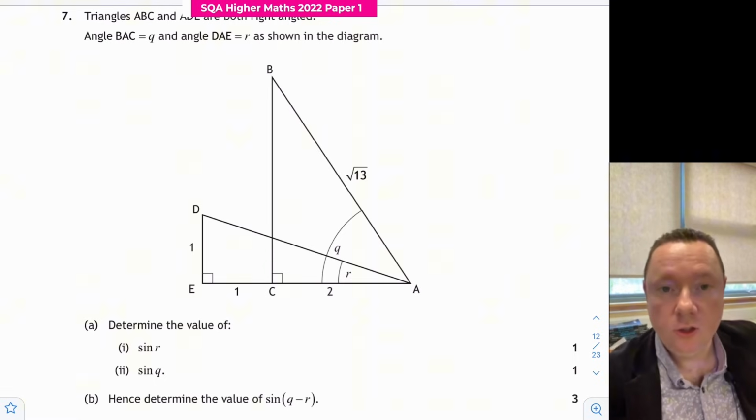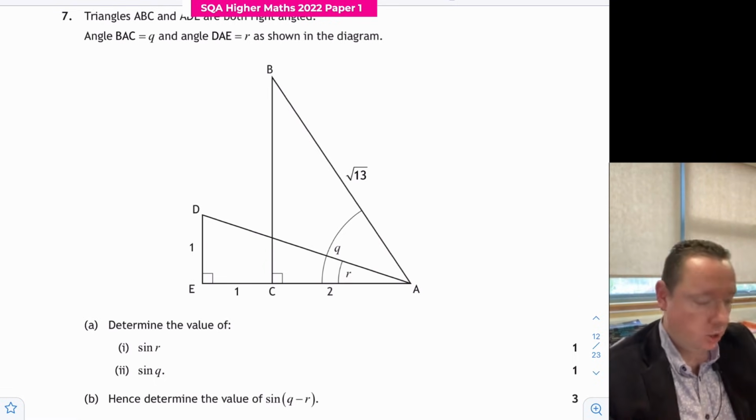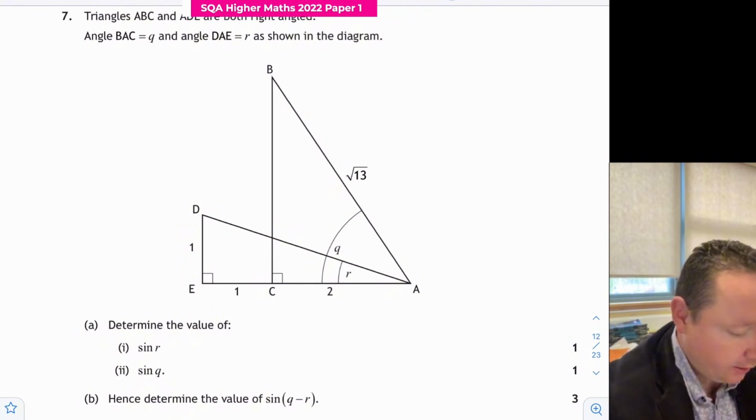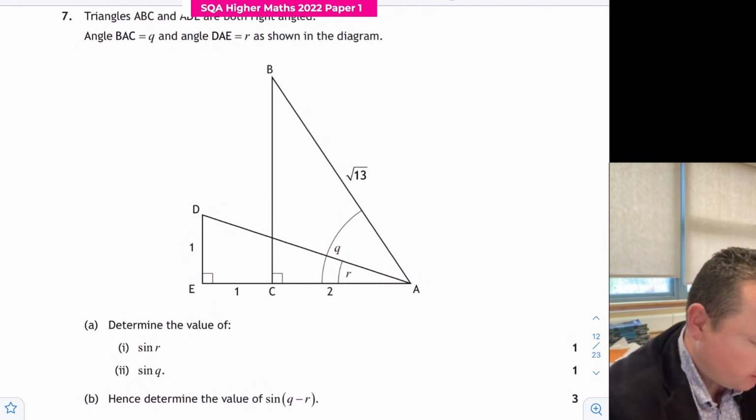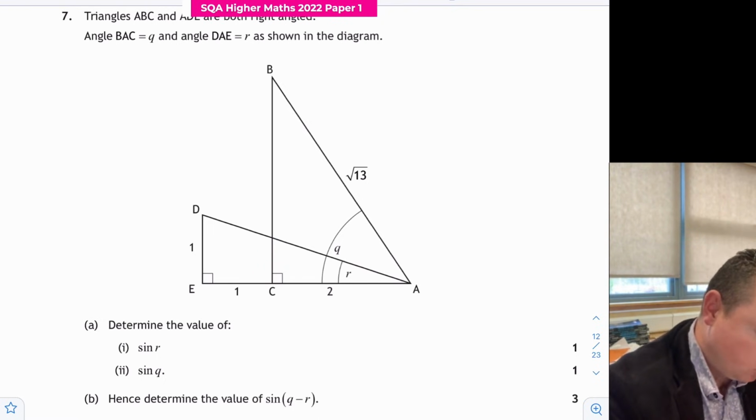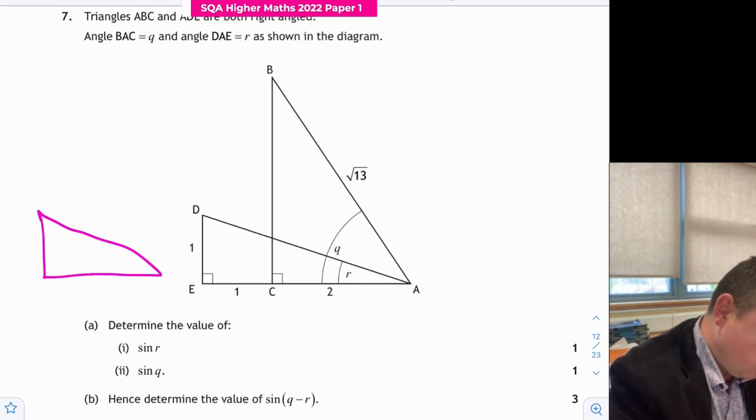SQA 2022 Higher Maths Paper 1, Question 7. Triangles ABC and ADE are both right angled. It tells us that angle BAC equals Q and DAE equals R, as shown in the diagram. Calculate sin R and sin Q. So we can pull some information out of this diagram by drawing some triangles. Let me draw the small one first.